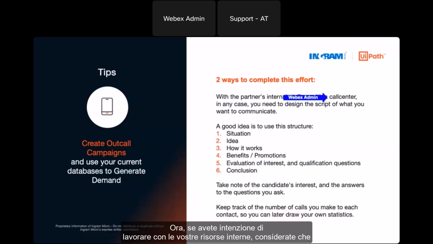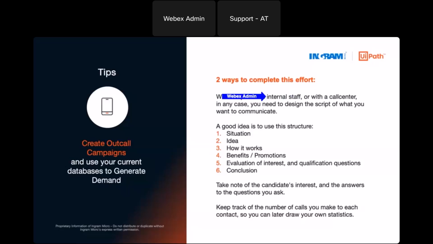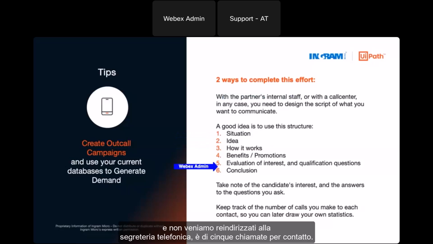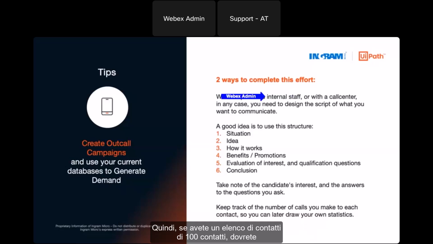Now, the thing is that if you're going to work with your internal resources, consider that the average number of calls that you need to do in order to achieve what we call a successful call, where we are able to deliver the message to the customer and we are not redirected to the voicemail, is 5 calls per contact. So if you have a contact list of 100 contacts, you're going to be doing at least 500 calls. And that's going to require a lot of time from your staff, right?